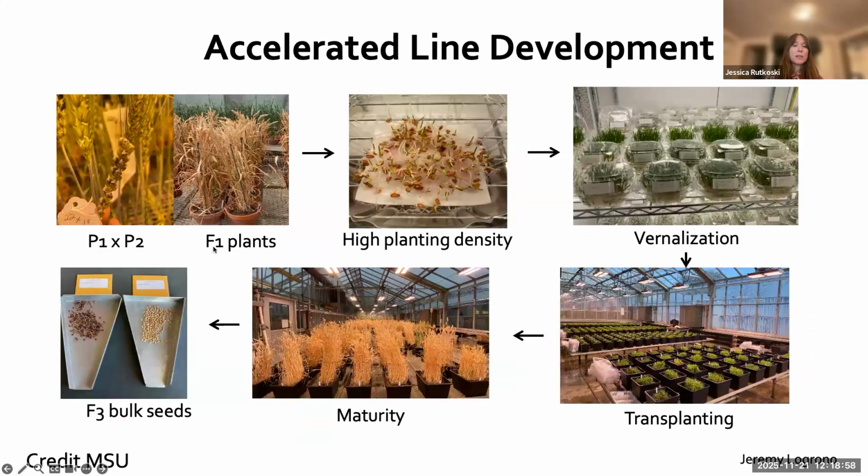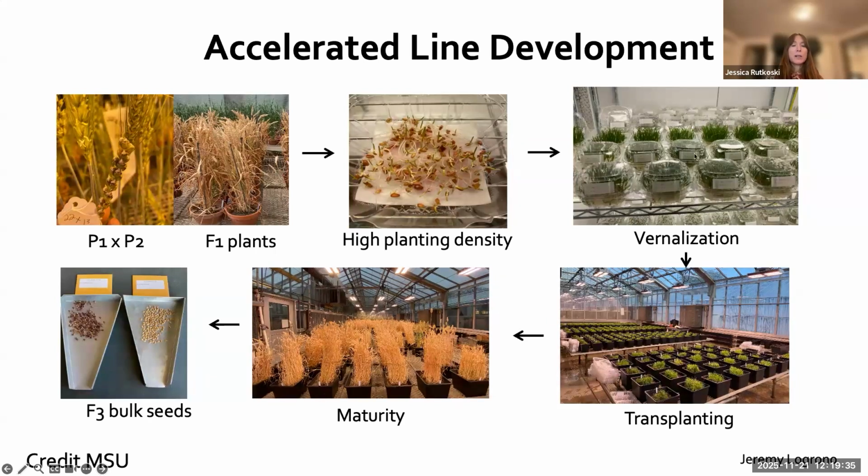So once we make our crosses, we grow up the F1 plants, we harvest those seeds, and we put them into what we call mini bulks. Actually, that term was developed from Michigan State University, who developed this protocol. So we take those seeds, put them in high density planting. We have to vernalize them, which is giving them a cold treatment, transplant them, and then here's what they look like at maturity. Then we harvest those and we get our F3 seeds that then we plant in the field.